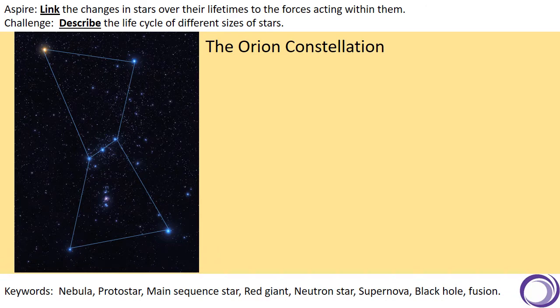What makes it easy to spot is it takes up quite a large part of the night sky, and the stars that it's made up of are quite bright. But there's a string of three across the middle that we call Orion's belt. So that's a point of interest.